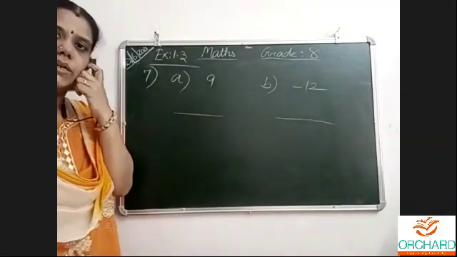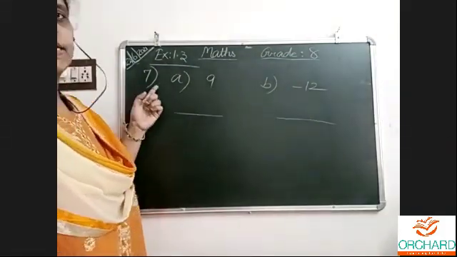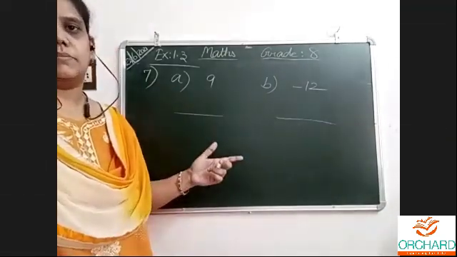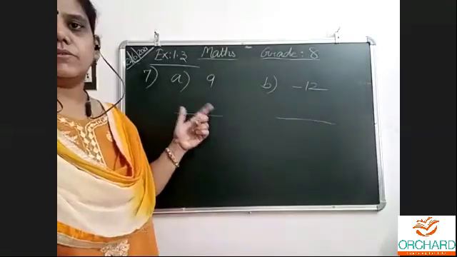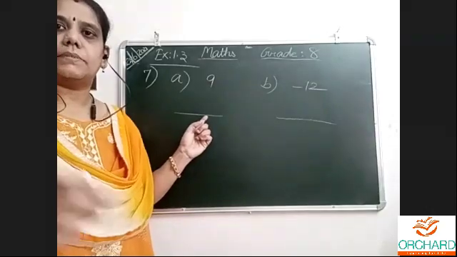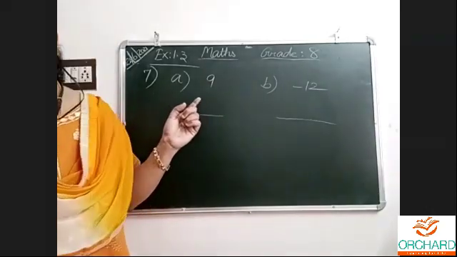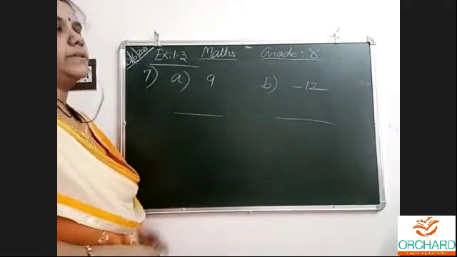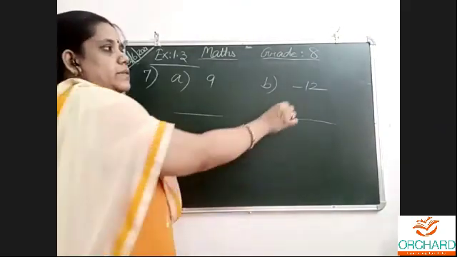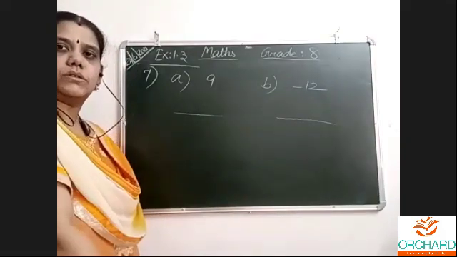The additive inverse means, as we already told, just change the sign of the given rational number. That is additive inverse. Plus 9, what is the additive inverse of that? Type the additive inverse of positive 9. Then what is the additive inverse of minus 12? Type both.